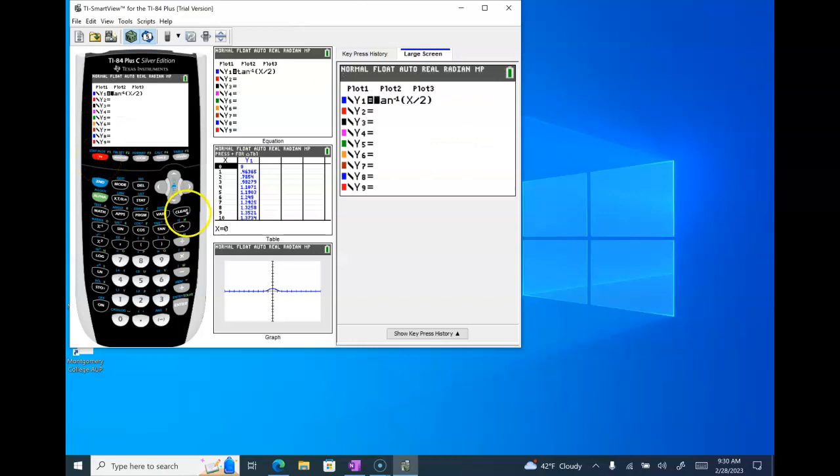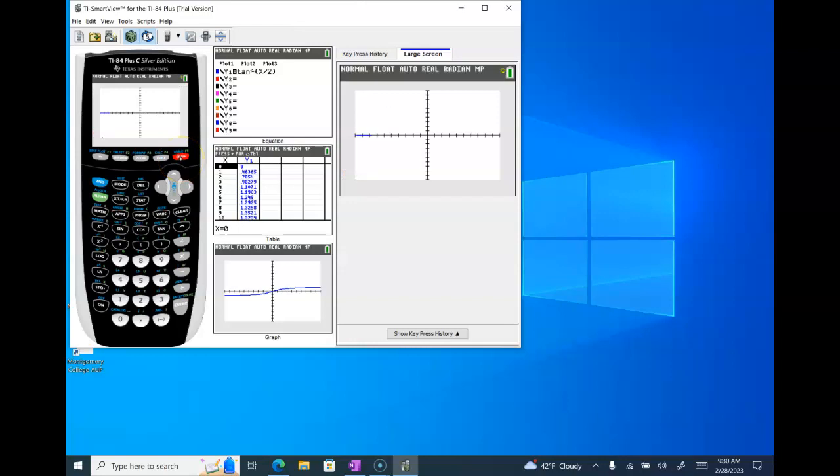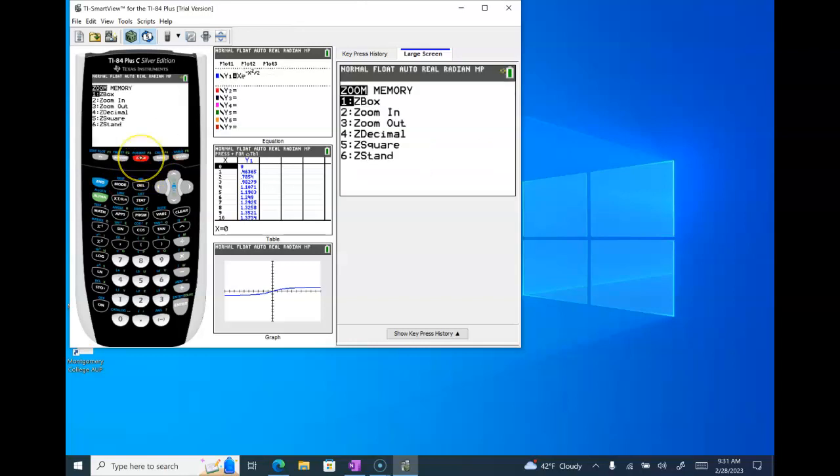And I've got y equals x e to the negative x squared divided by 2. And I graph it. And it's pretty close to that curve, so definitely I like zoom in here, zoom to, and right on the origin.